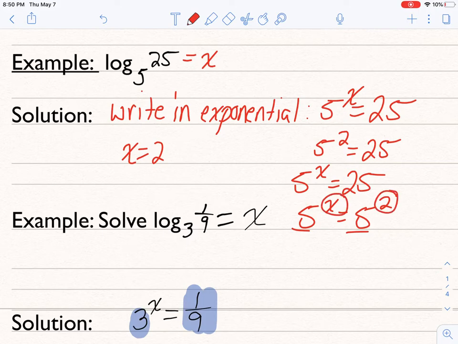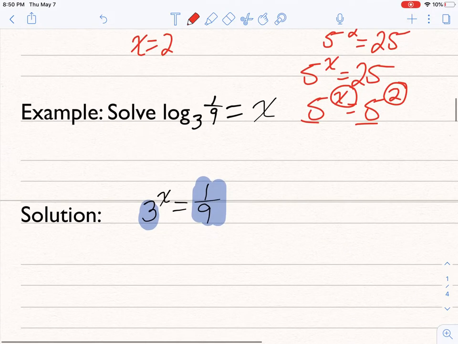Therefore, x equals 2. All right. Now let's look at this one. I left it already up there. I wrote it in exponential form: 3 to the x equals 1/9.